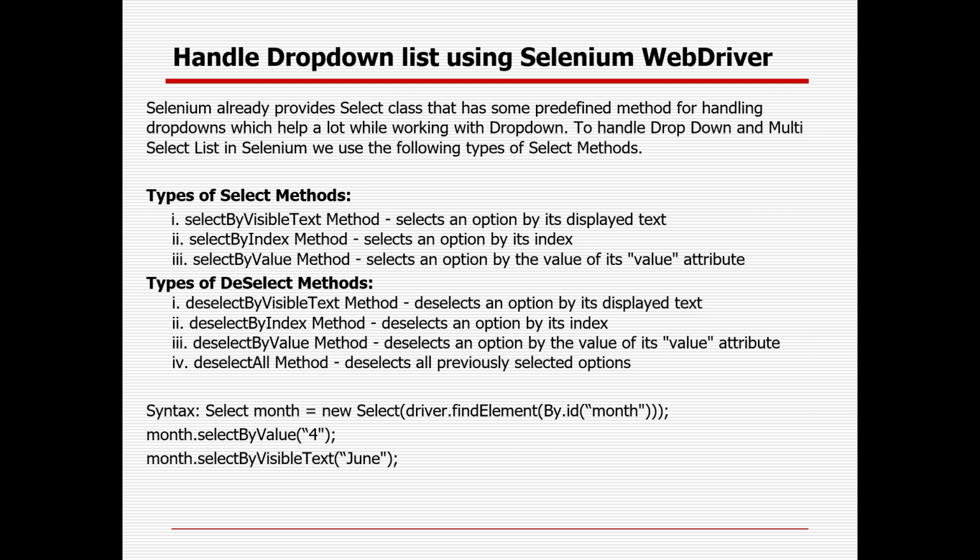To handle a drop down or multi select list in Selenium, primarily the following methods can be used. If you want to select something, you can use select by visible text, select by index, select by value. In case you want to deselect, deselection only happens whenever there is a multiple drop down. You can use deselect by index, deselect by value, deselect by visible text, or deselect all.